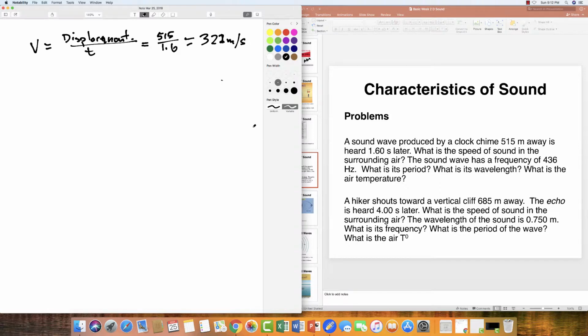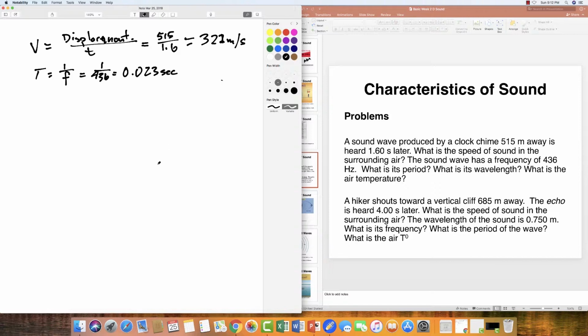The sound wave has a frequency of 436. So what is the period? Well, remember that period is 1 over the frequency. So it's going to be 1 over 436. And if you take 436 and take the inverse of that, you get 0.023 seconds. So the period is 0.023 seconds.